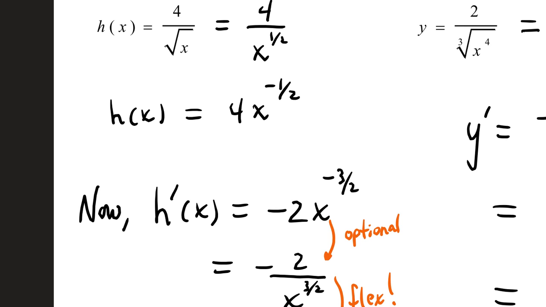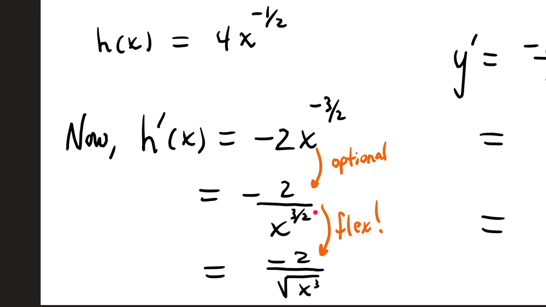4 over square root of x, that's 4 over x to the 1/2. 4 times -1/2 is -2. -1/2 minus 1 is -1.5, better known as -3/2. Optional if you carry this to the denominator. I do warn you, if you do, the power becomes positive. And again, as earlier, if you really want to flex, you can change x to the 3/2 back into the square root of x cubed.